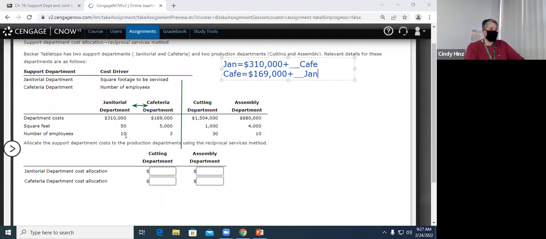So to allocate the janitorial department, we're going to look at the square footage of the other three departments, 5,000 plus 1,000 plus 4,000. That's 10,000 total square feet. And the cafeteria is 5,000 of the 10,000. That's half, or 50%. So half of the janitorial cost is going to go to the cafeteria because it's half of the space that the janitorial department has to clean, service. Does that make sense? Anyone with questions about where that came from?